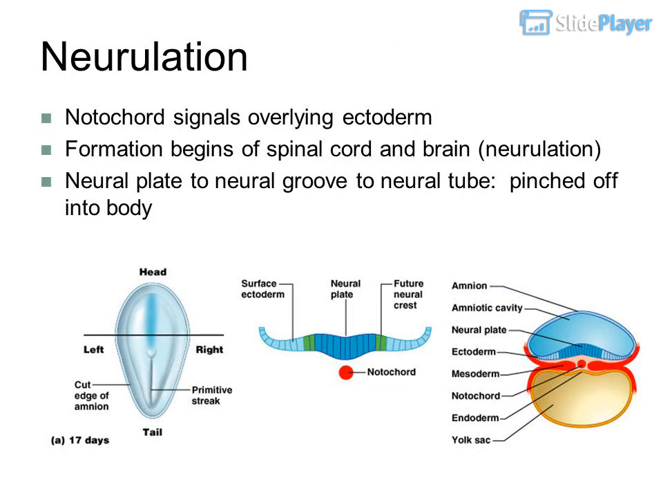Neurulation: notochord signals overlying ectoderm. Formation begins of spinal cord and brain, neurulation. Neural plate to neural groove to neural tube, pinched off into body.